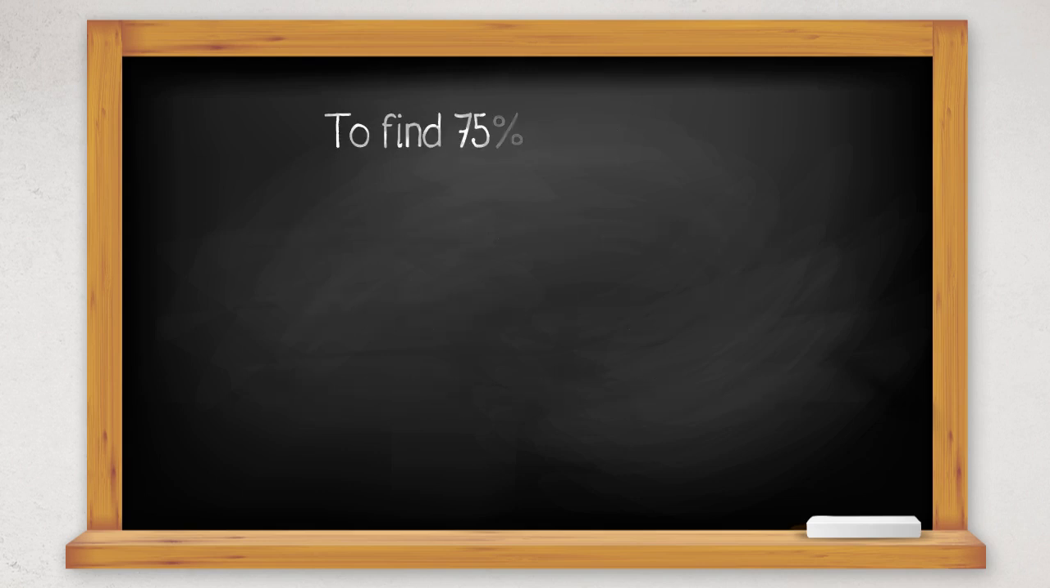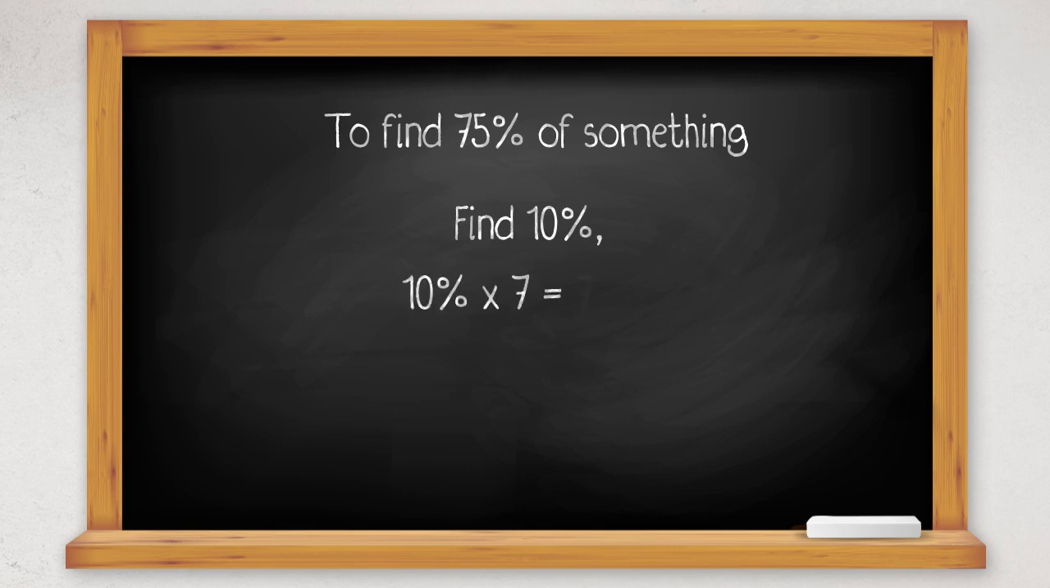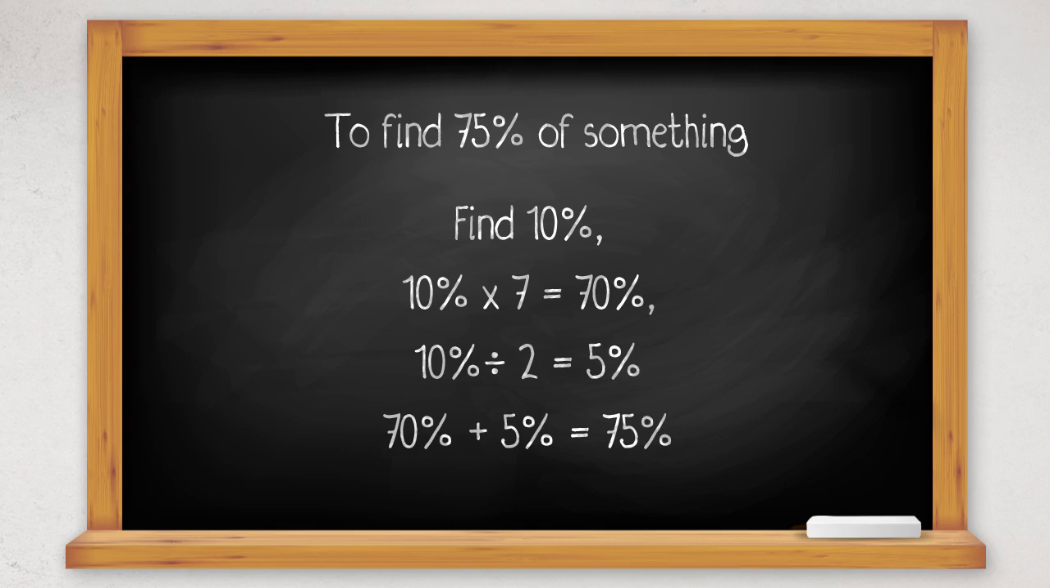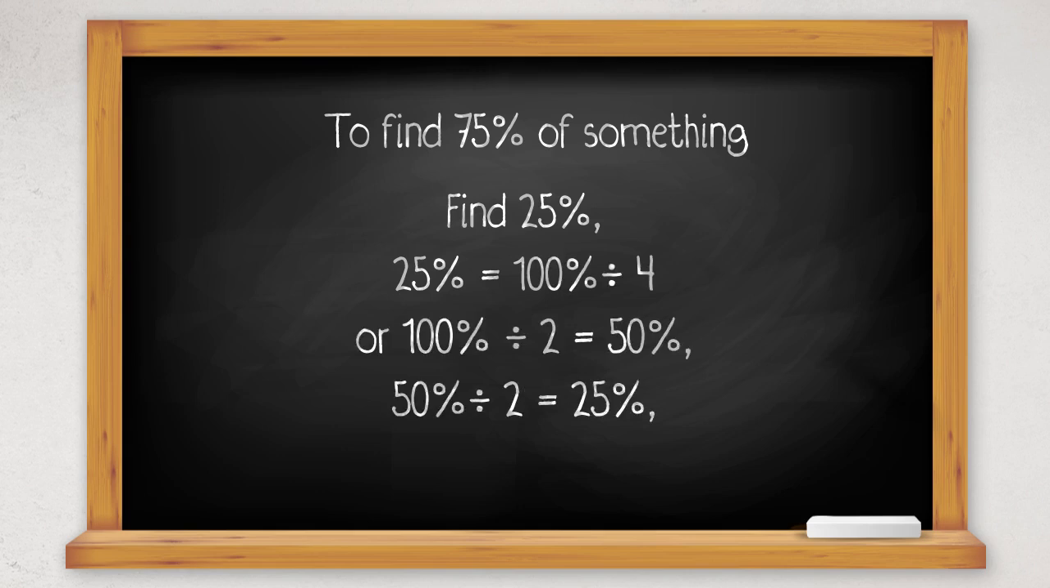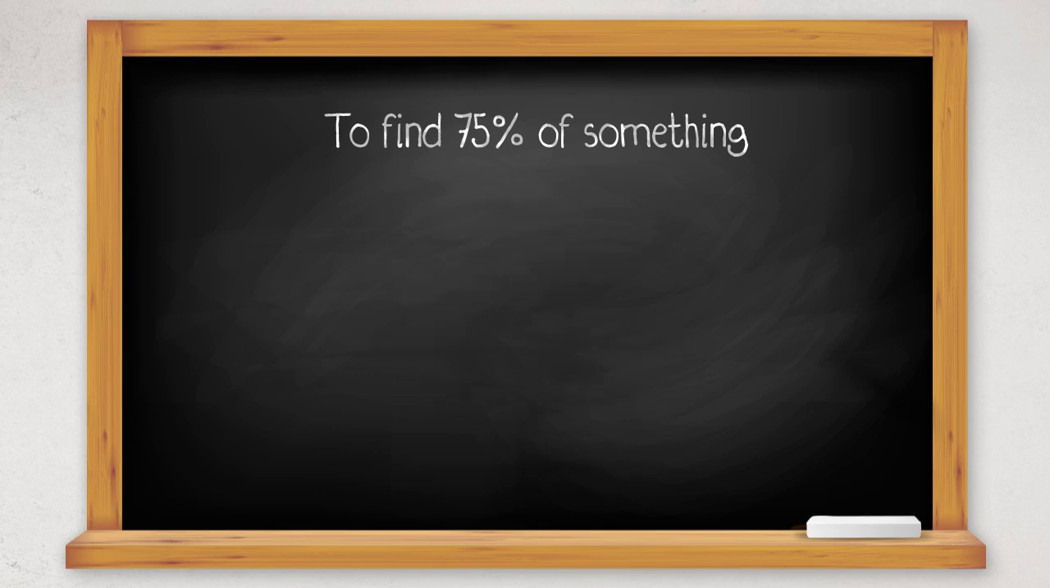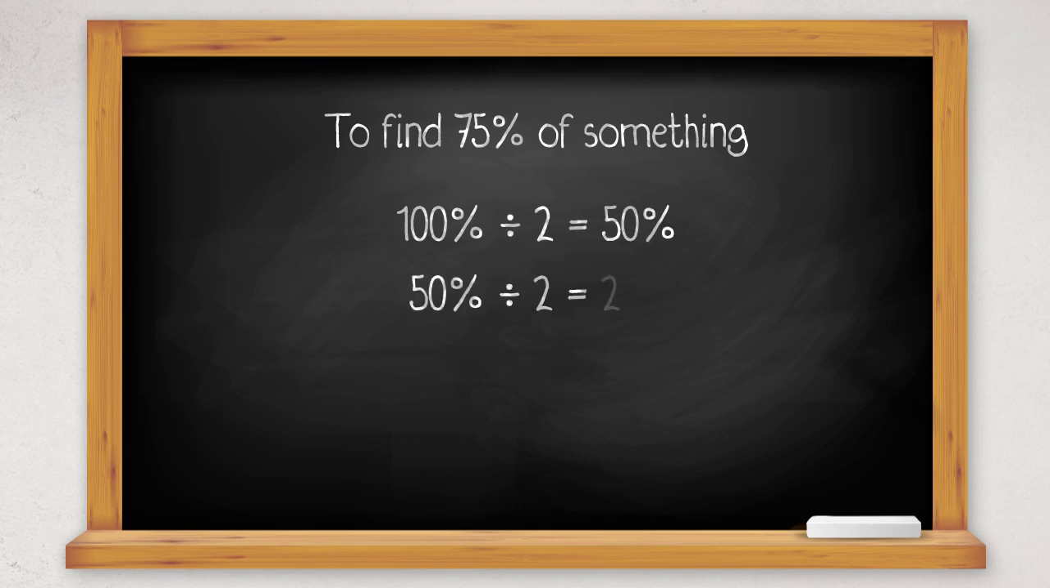To find 75% of something, some people will find 10%, multiply it by 7 to get 70%, half the 10% to get 5%, then add the 70% to the 5%. But it's a lot quicker to find 25% by dividing by 4, or by dividing by 2, then by 2 again, multiplying by 3, since 75 is 25 multiplied by 3. Another quicker method is to divide by 2 to get 50%, divide it by 2 again to get 25%, then add the two answers together.